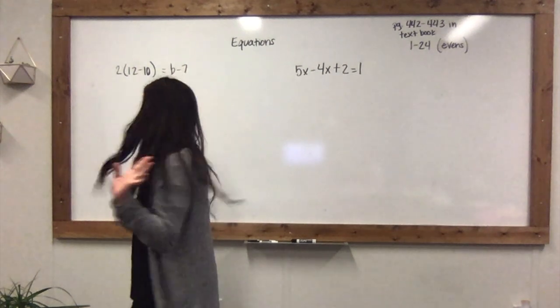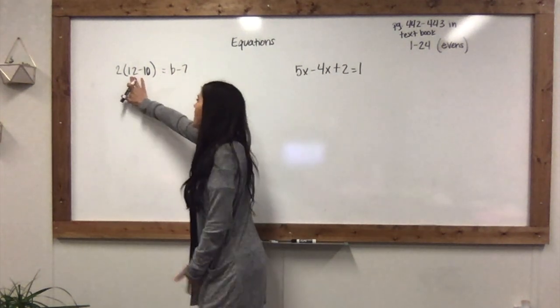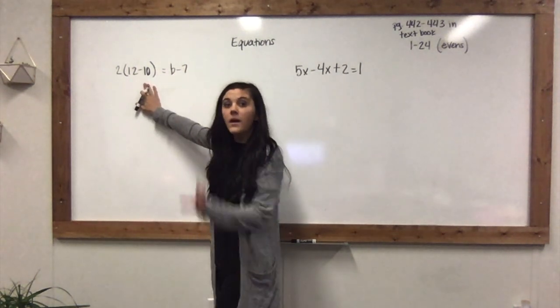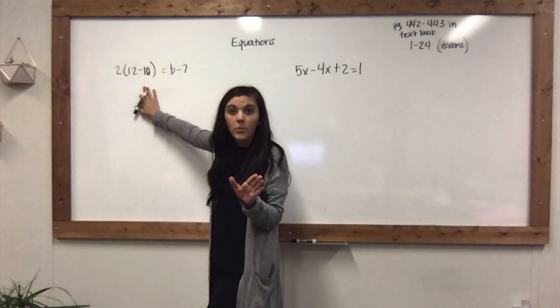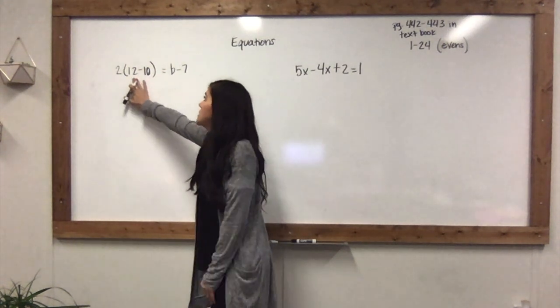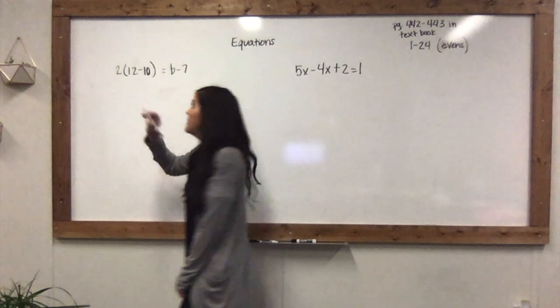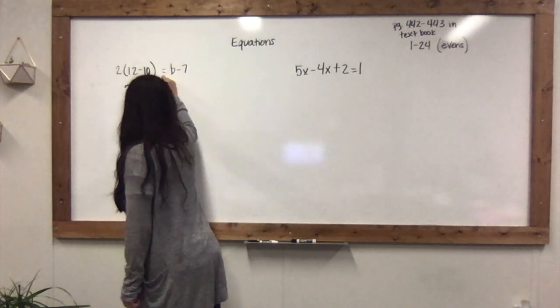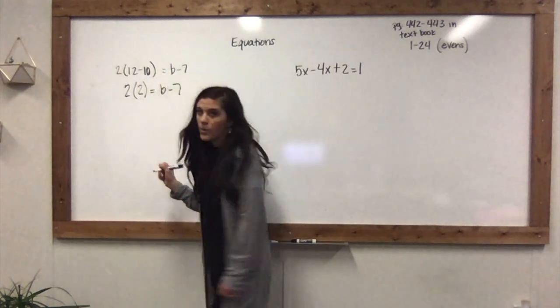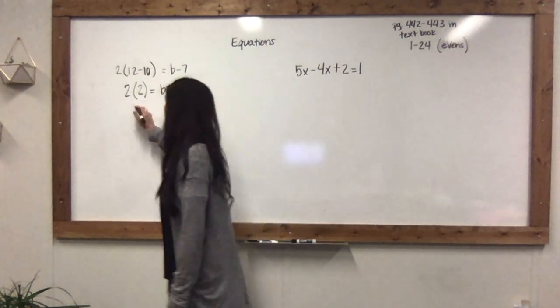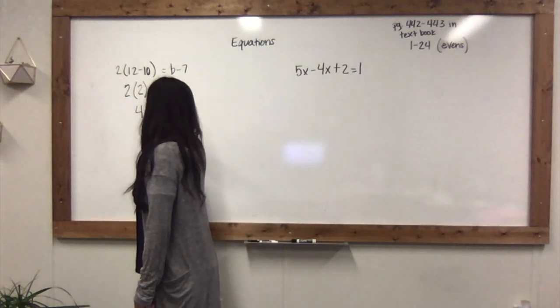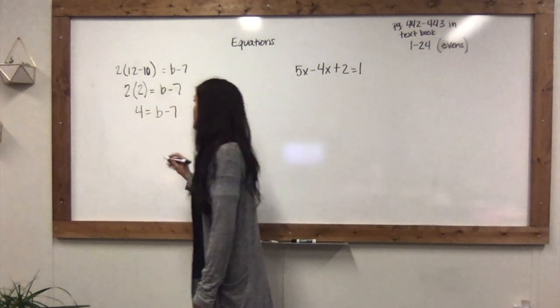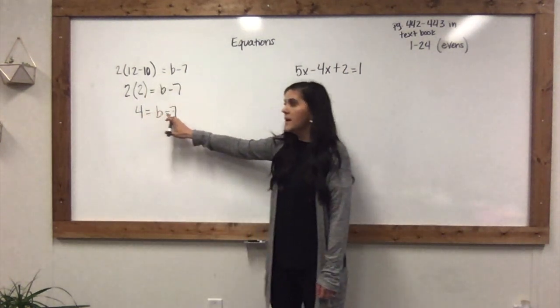Okay. So we're going to subtract first because we're following order of operations. So we want to do 12 minus 10, which would be 2. Remember, we always show all of our work. 2 times 2 is 4. Okay, so we've got 4 equals b minus 7.